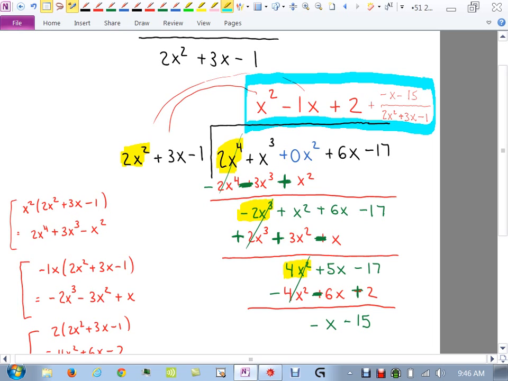What do y'all think? No comment. No comment. We love long division, don't we? All right. Now, long division is actually very, very important.